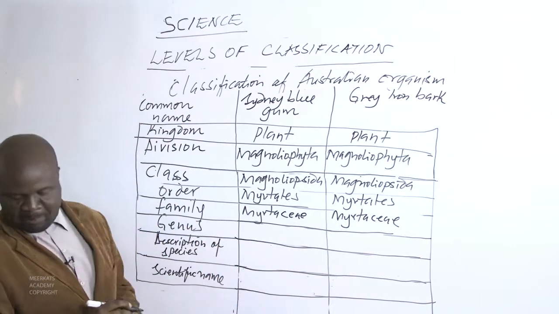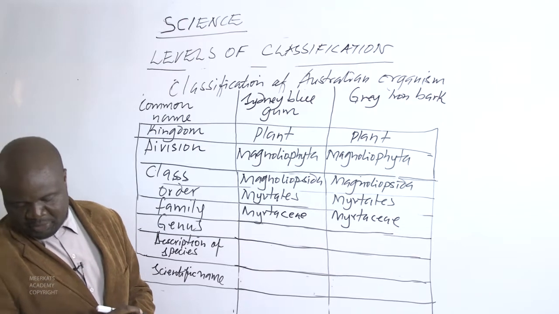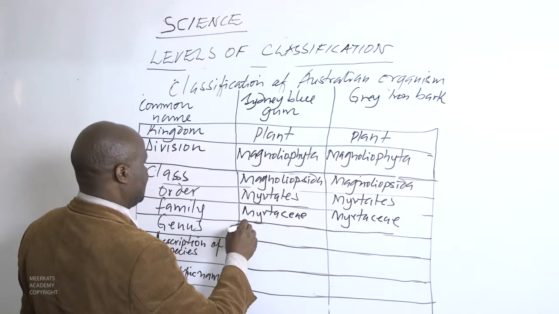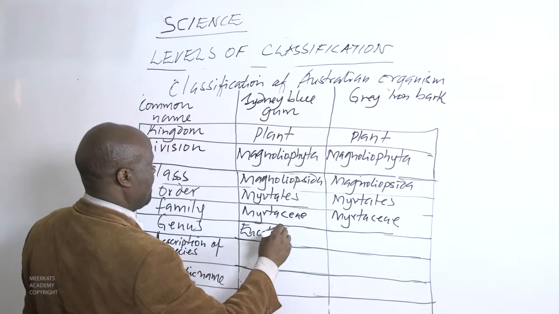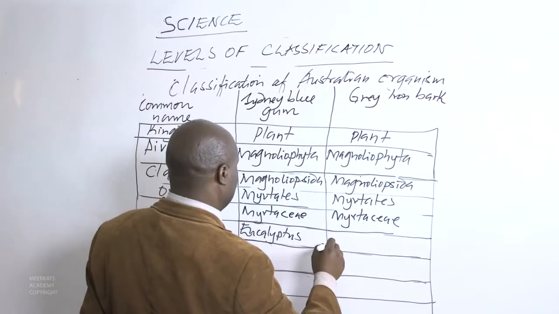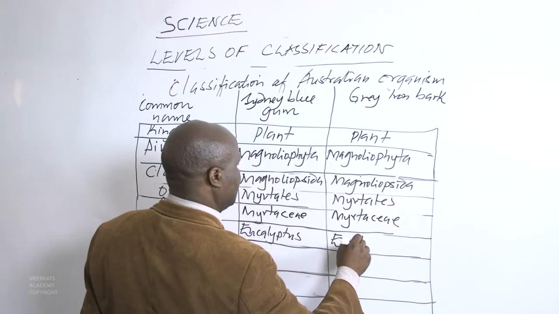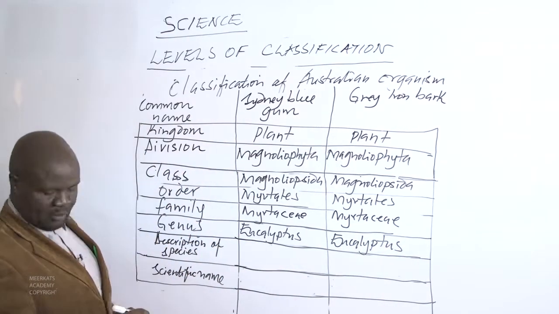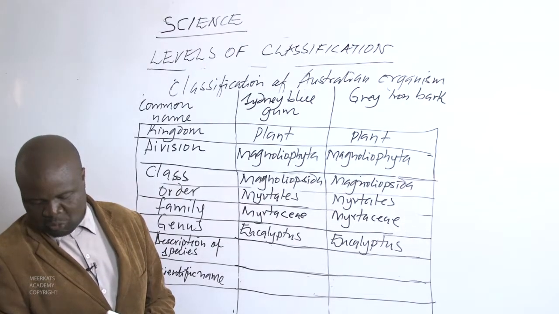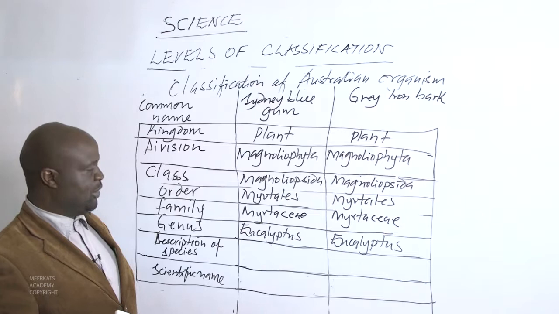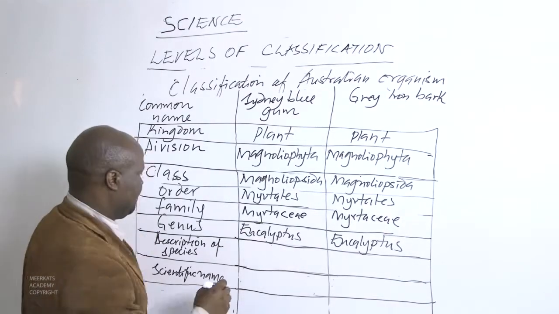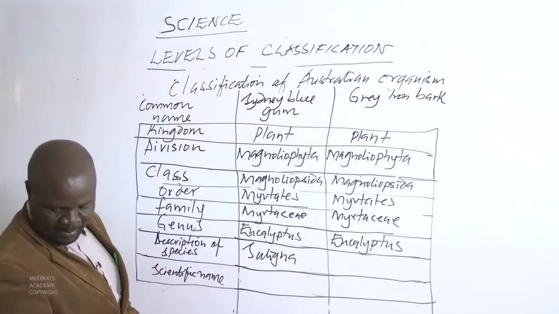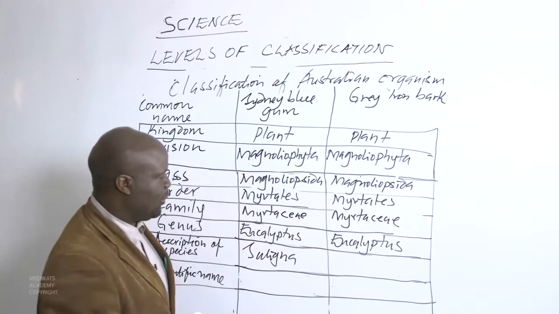When it comes to the genera, these trees also belong to the same genus, which is Eucalyptus. When it comes to the description of the species, that is where we get a difference, they belong to different species. This one is the species saligna, while the other one is paniculata.